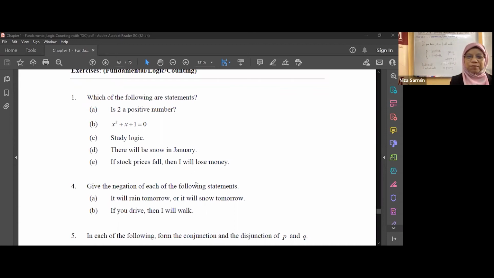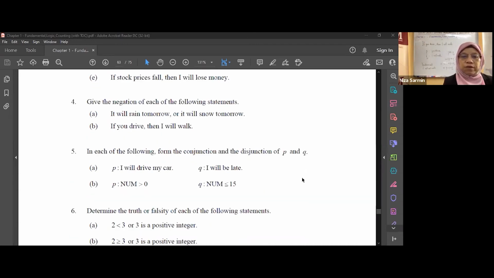Okay, number 5. In each of the following, form the conjunction and the disjunction of P and Q. Okay. It's just straightforward, right? P or Q, I will drive my car, or I will be late, right? I will drive my car and I will be late. It's just combination. For part B, the norm is bigger than 0 or less or equal to 15.